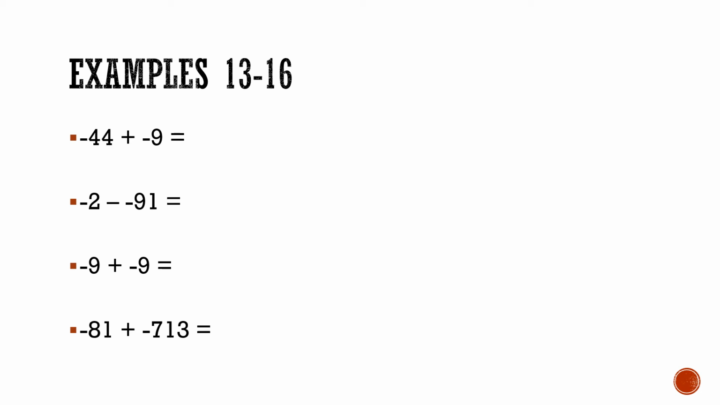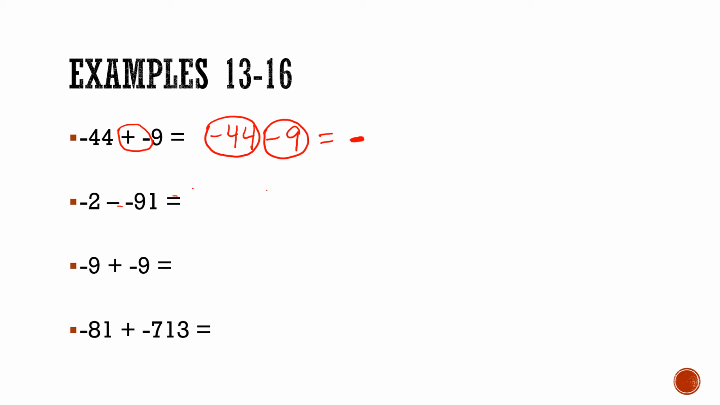Okay, in the first one, we do have the sock trick here to do. So we have negative 44. Those are not matching signs or not matching socks, so it's going to be minus 9. Do you have more negative or more positive? So obviously your answer will be negative. Since they have the same sign in front of them, we're going to add those two numbers together.